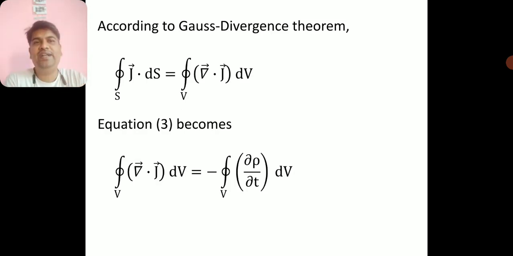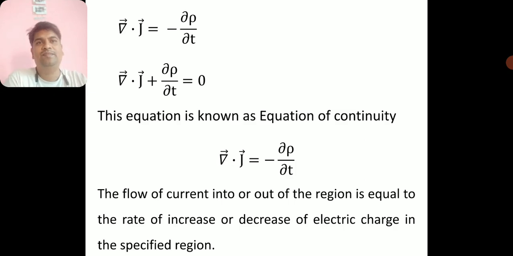So instead of writing the surface integral of J dot dS on the left hand side, I am writing the volume integral of div J into dV on the left hand side. And that is equal to the same thing, the minus of the volume integral of dou rho by dou t into dV. Alright, let us see what will be the next step.